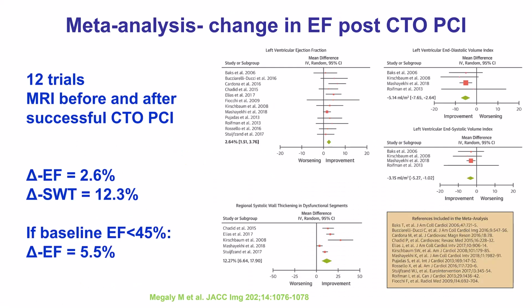In terms of ejection fraction, a meta-analysis has demonstrated that the overall impact is small, 2.6% change in ejection fraction. But if the baseline ejection fraction is low, less than 45%, there was a much more substantial increase in ejection fraction of 5.5%. However, as mentioned before, the 2 randomized control trials that looked at this, the study by Masayeki, the REVASC trial, as well as the EXPLORE trial, they did not show any significant change in ejection fraction.